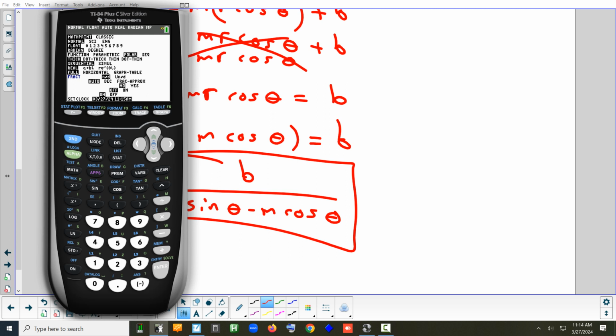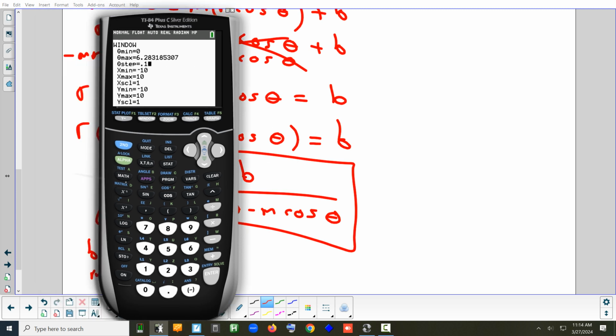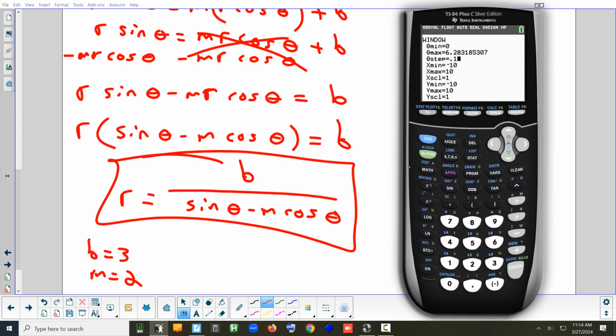Okay, check your parameter. Make sure you're going from 0 to 2 pi. That looks good. I usually like to set my step at like 0.1. And as long as we did that right, it should cross the y-axis at 3 and have a slope of 2. You can notice how it drew it too. It didn't draw it the way we normally see a y equals mx plus b. Because it's in polar, it drew this part first, and then went back and drew the other part.